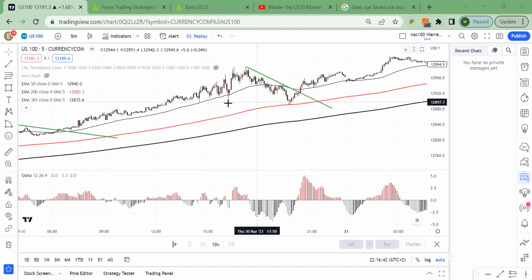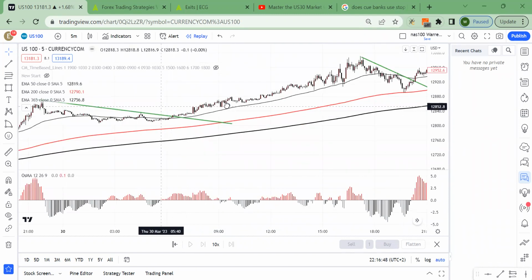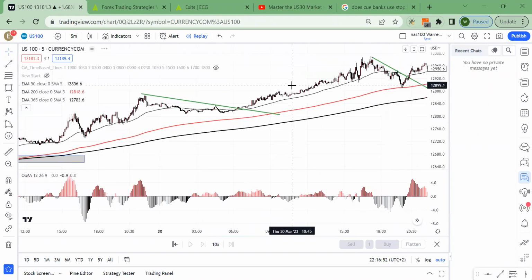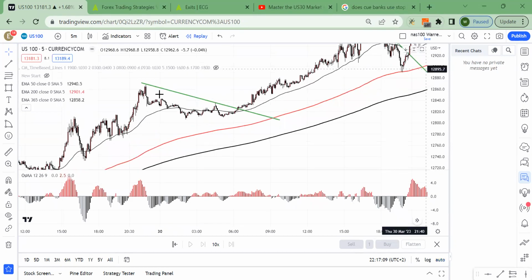So in this video, I'm basically going to explain the oscillator moving average. And this is a very powerful tool that I use. I know a lot of people don't like indicators, but I use this. Right? It's a very powerful indicator. So I'm explaining why it's powerful.